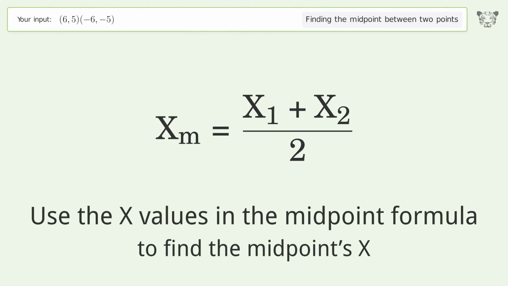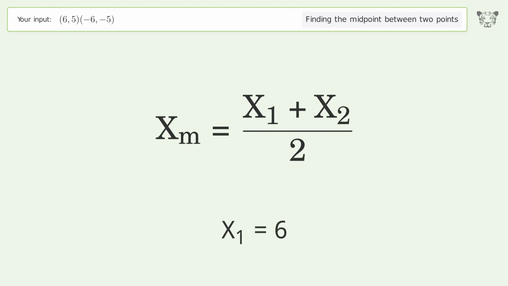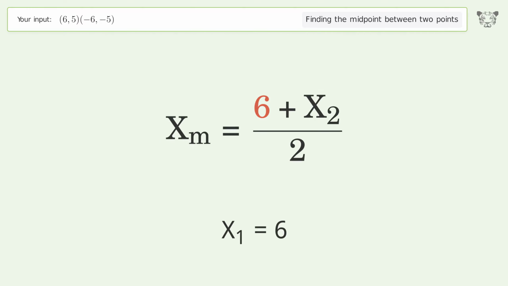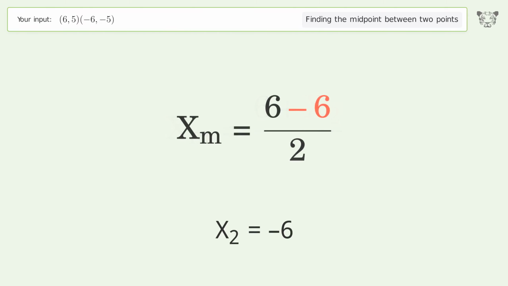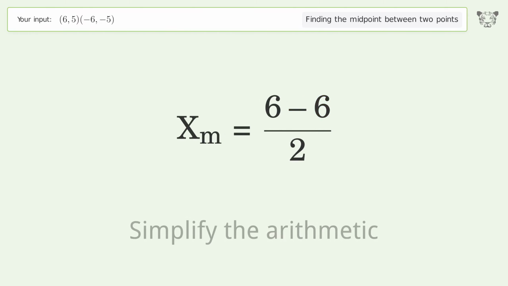Use the x values in the midpoint formula to find the midpoint's x. x1 equals 6. x2 equals -6. Simplify the arithmetic.